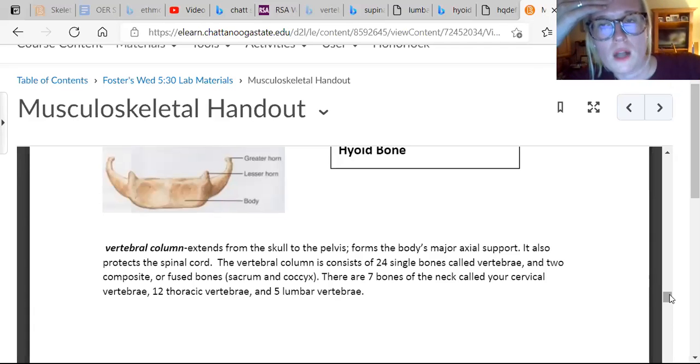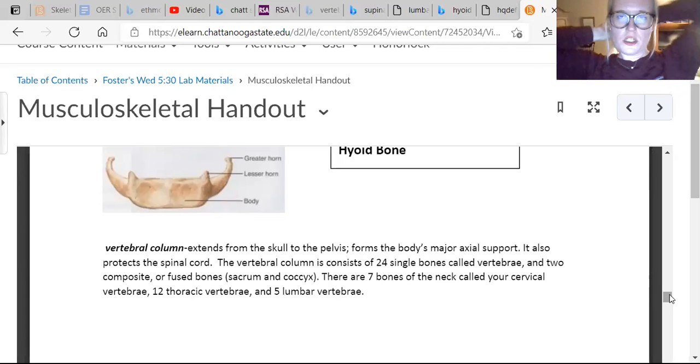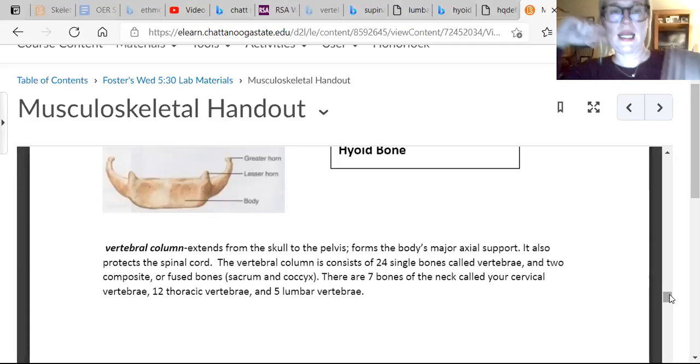Okay, the vertebral column. Let's talk about it. The vertebral column goes from the skull to the pelvis. It's going to form the majority of the axial skeleton. It's going to protect the spinal cord, which we've already looked at.